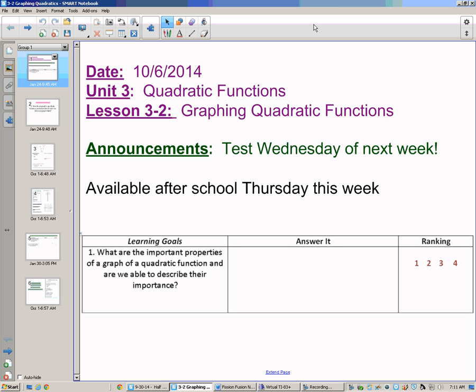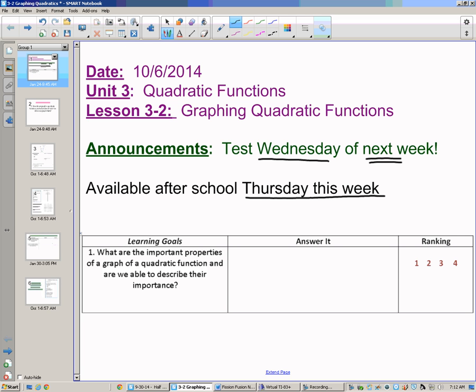Today we are going to look at graphing quadratic equations. I want to let you know some important information first. We are going to have a test on Wednesday of next week, and I will be available after school on Thursday of this week. I'll be out Monday, Tuesday, Wednesday.